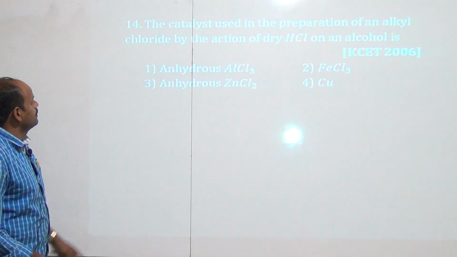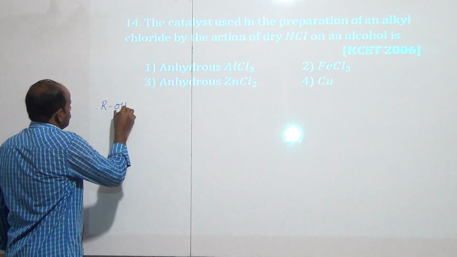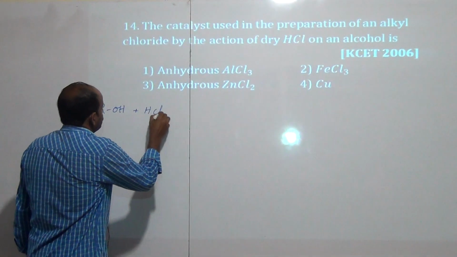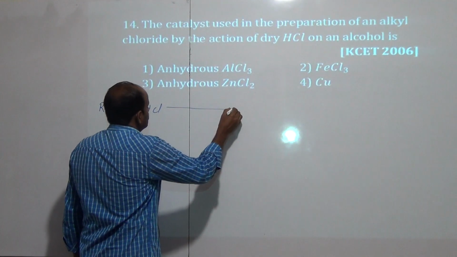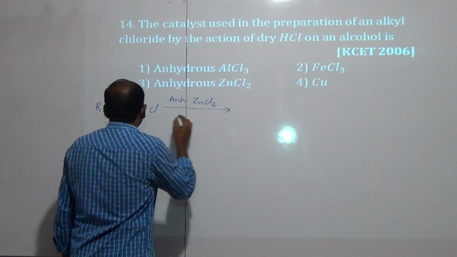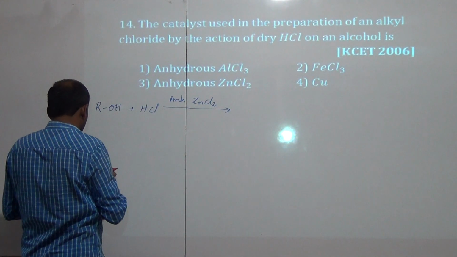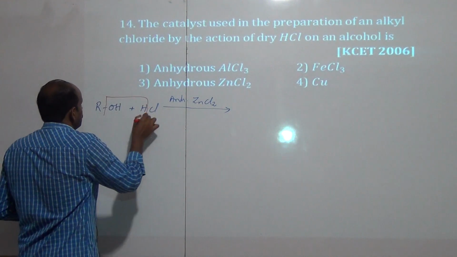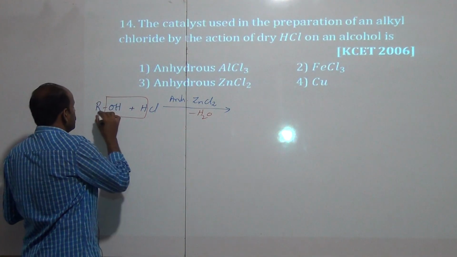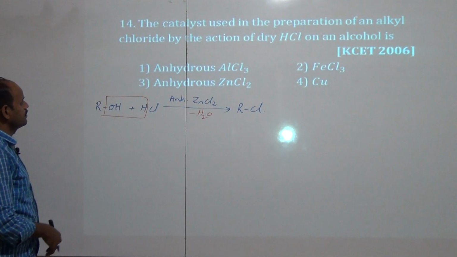Here what is the name of this process? Groves process now, because alcohols are reacted with dry HCl in the presence of anhydrous zinc chloride. Then here H2O is removed now. Which one is removed? H2O is removed. Here H and here OH. Then Cl attacks the alkyl group. Thus we get alkyl chloride. This is called the Groves process now.